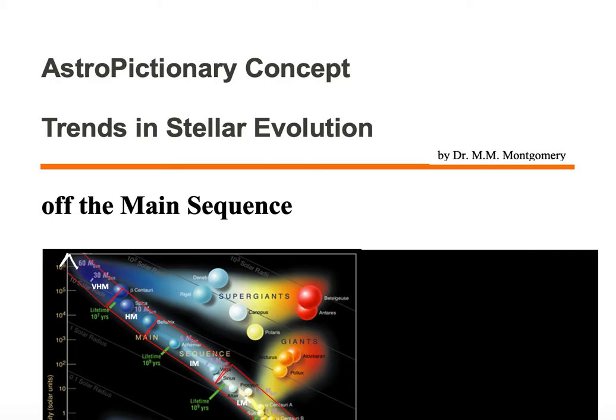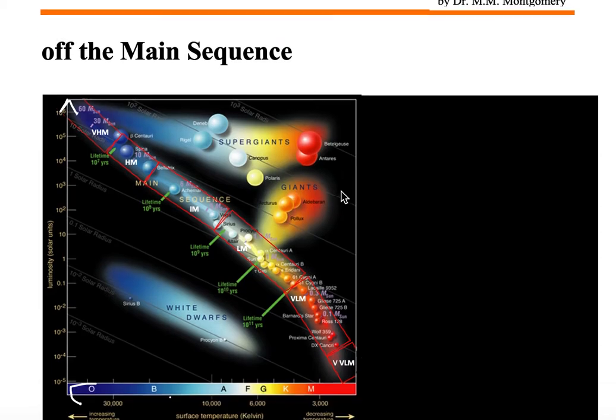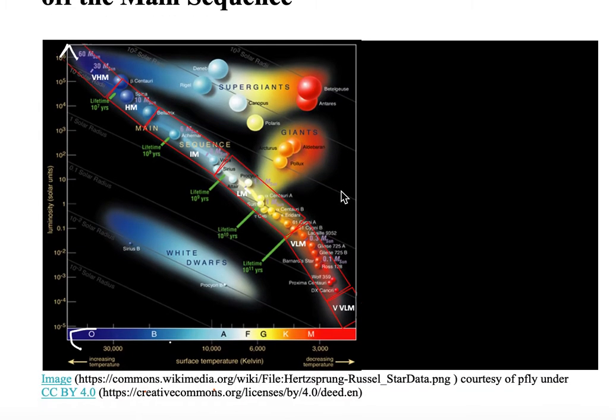In this Astropictionary concept video, we want to go over trends in stellar evolution. We're looking at the stellar evolution trends off the main sequence, starting on the main sequence and moving off the main sequence of an HR diagram. So here we're looking at an HR diagram.